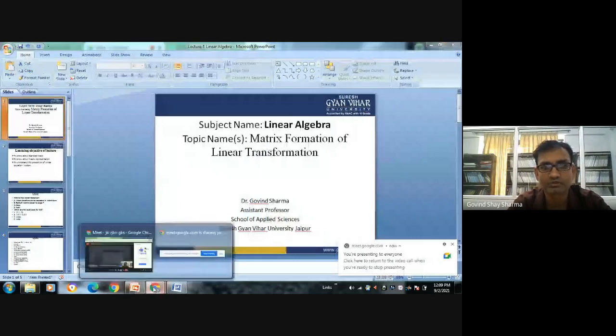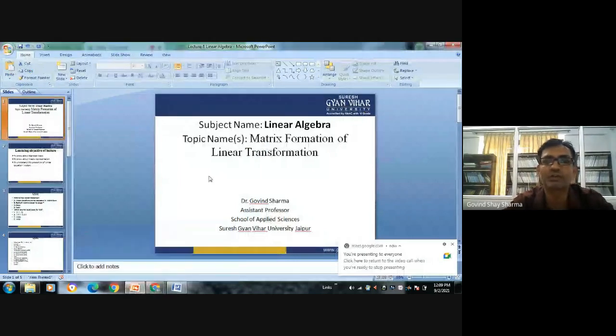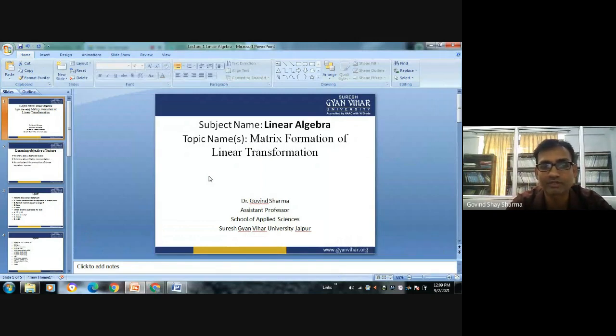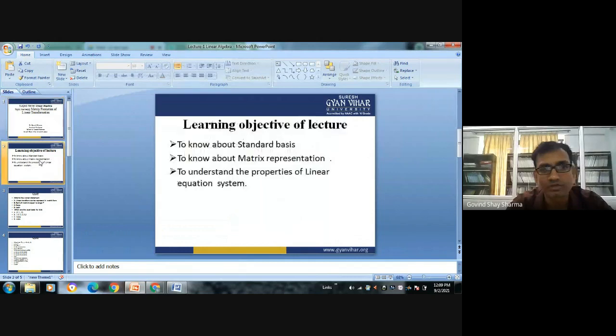Good morning, students. Today, in the series on linear algebra, we are going to discuss matrix formation of linear transformation. In this segment, we will discuss how a transformation converts into matrix form with respect to a standard basis and a given basis. The objective of the lecture is to know about the standard basis and matrix representation with basis change.